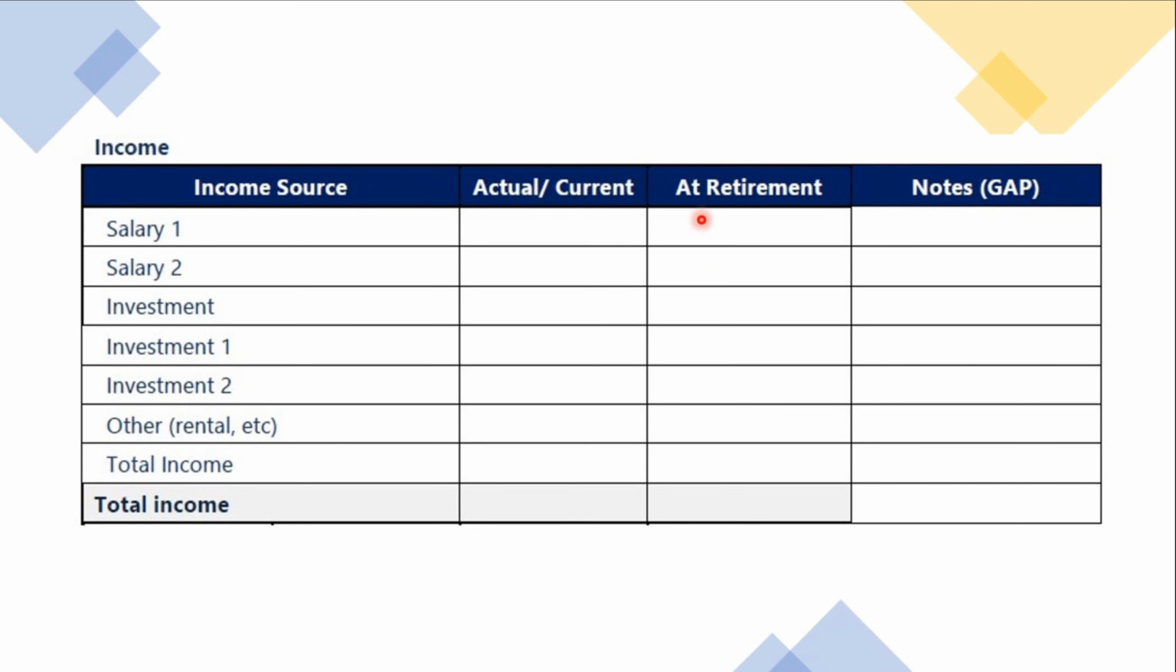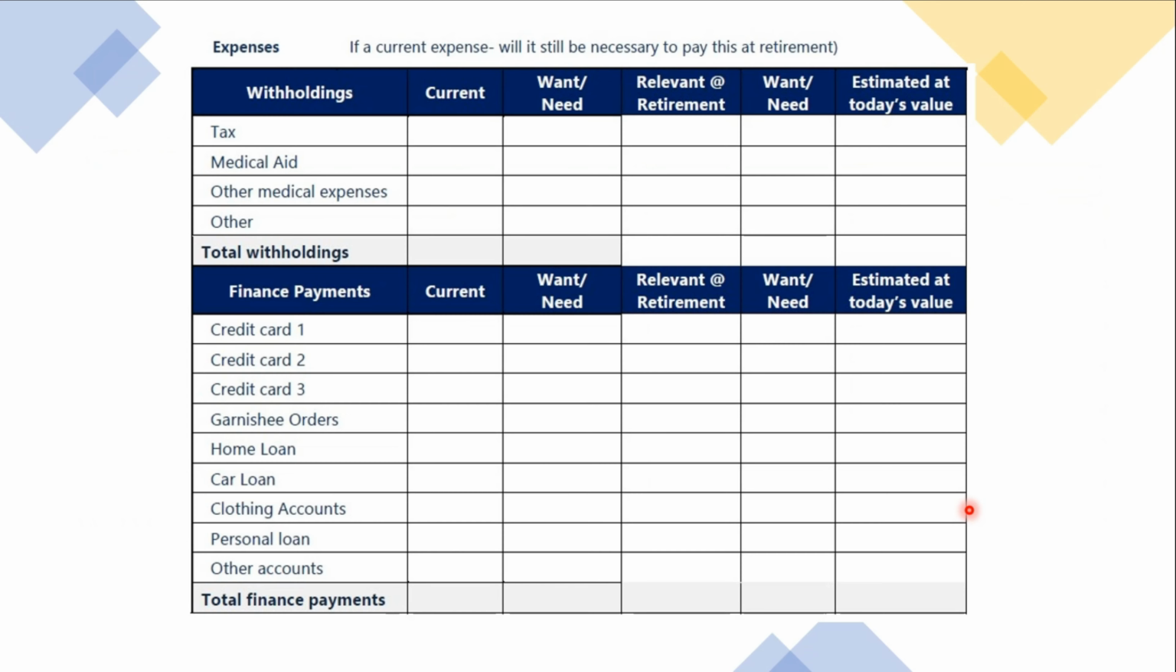At retirement, you're going to complete what you think would be applicable at retirement as well. And then your notes column, any notes you want to make for yourself so that you can attend to it after the course. If we look at expenses, if a current expense, will it still be necessary to pay this at retirement? It shouldn't really, it should be less.